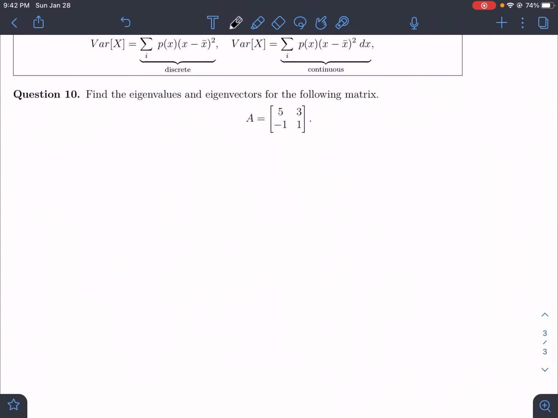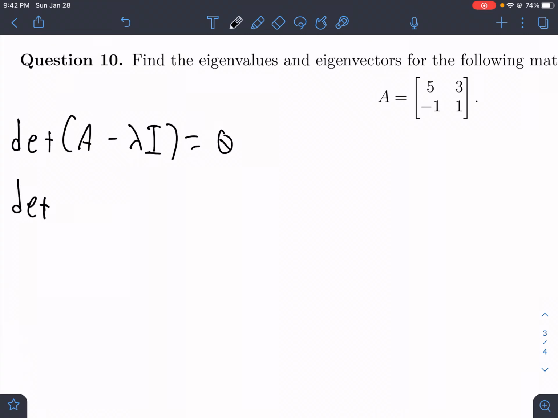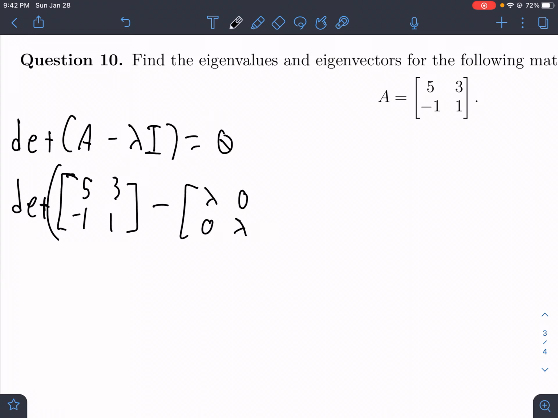Hello. In question 10, we're going to go over some eigenvalue and eigenvector practice. Now, to find the eigenvalues of a matrix, and this is our first step, we have to find the values of lambda that satisfy this equation. Determinant of A minus lambda I equals 0, or determinant of [5, 3; negative 1, 1] minus [lambda, 0; 0, lambda], because I, in this case, is the identity matrix.